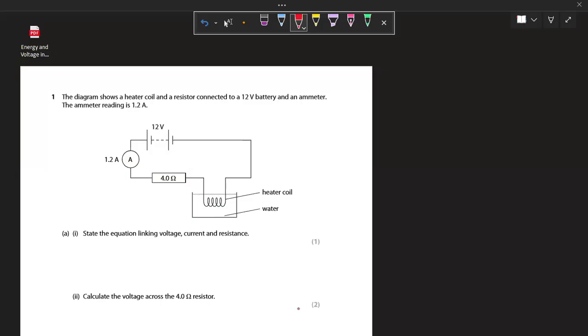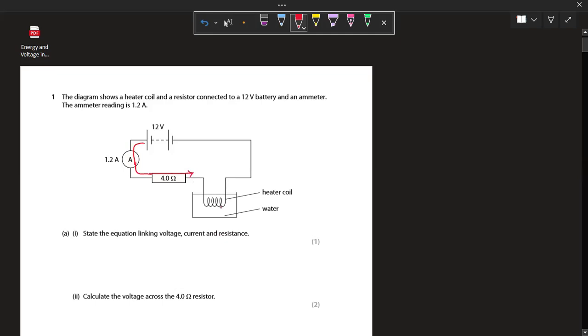All right, now this question is about electricity and the energy changes. The diagram shows a heater coil and a resistor connected to a 12-volt battery and an ammeter. The ammeter reading is 1.2 ampere. Since we know the unit of current is ampere and the ammeter is connected here, the direction of the current is going in this way, and then it goes on.